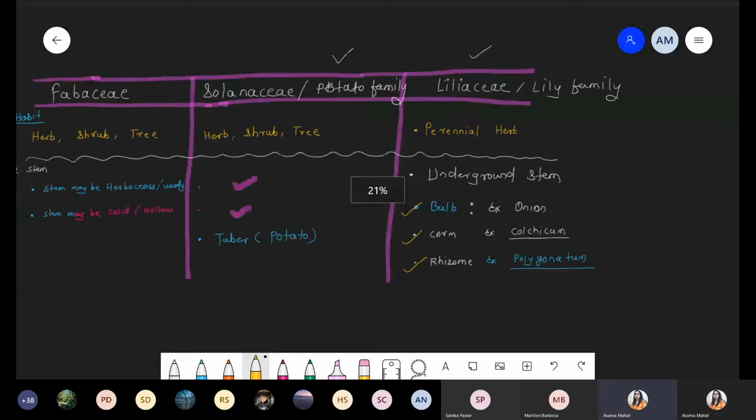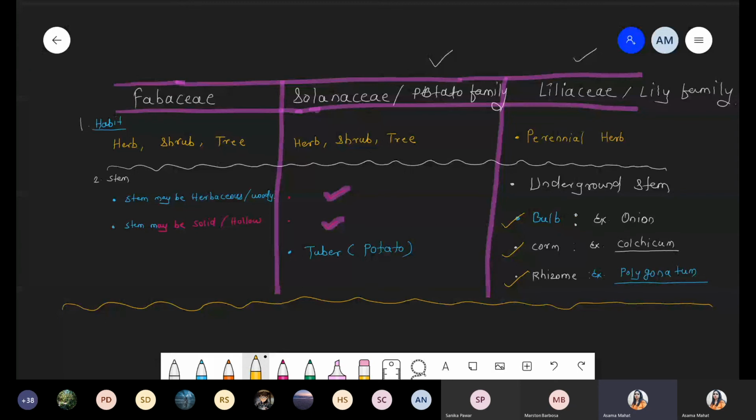If you do not remember this point, just write down underground stem, and even then you will get the marks. No need to remember bulb, corm, rhizome, because you have to understand the meaning of bulb. At that time you can correlate with the stem part.